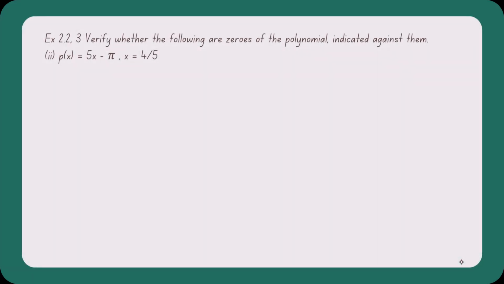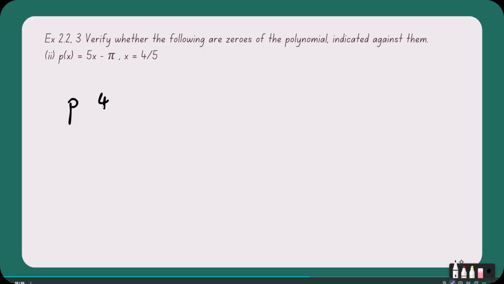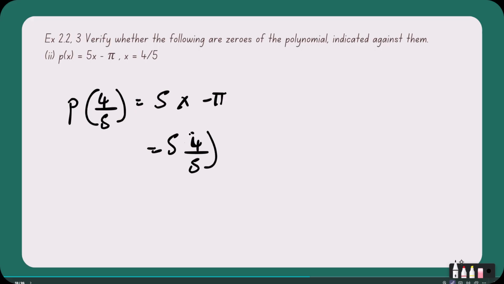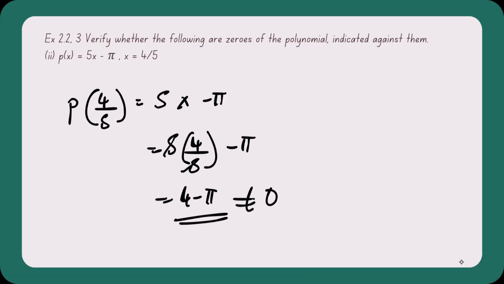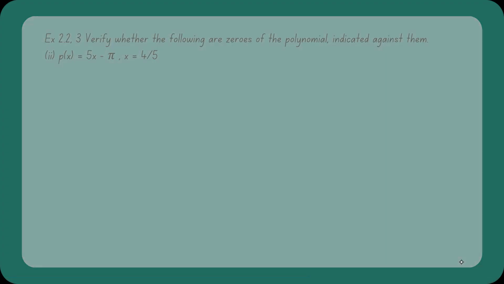Now what about the next one? The next one we have p of 4 by 5, correct? So it is 5 into x minus pi. What is x? X is 4 by 5. So what happens? It cancels and becomes minus pi. So we have 4 minus pi, which is not equal to 0. If it is not equal to 0, what does that mean? That means it is not the 0 of the polynomial. Very simple, okay? Now what about the next one?